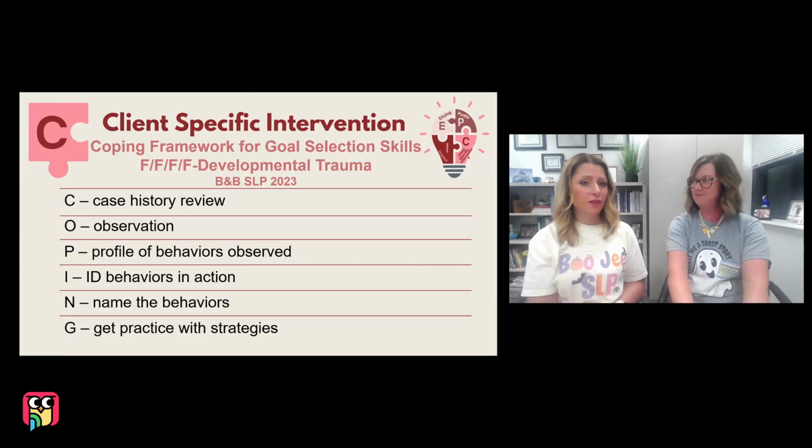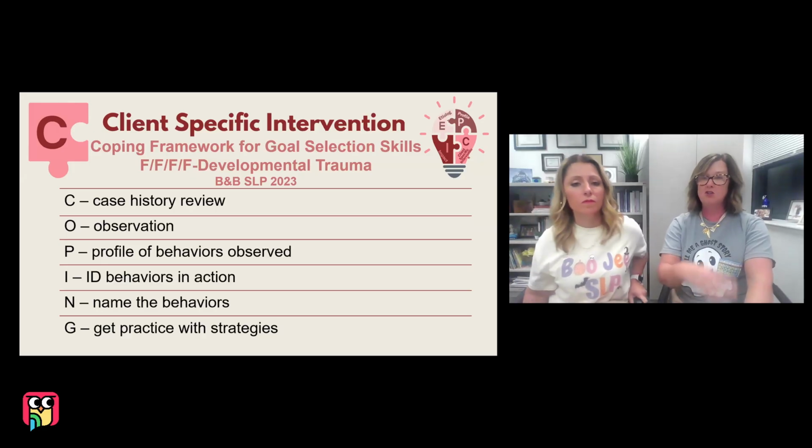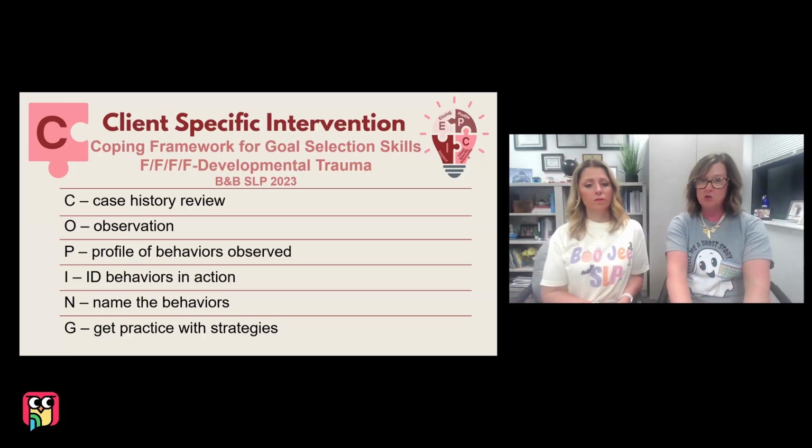Okay, so now moving into intervention. We base our intervention on what we call the coping framework. This is how we choose our goals, and everything always starts with that case history review. This coping framework we developed a couple of years ago, and we are continuing to develop as we use it with multiple clients and get a little bit more experience. But it begins with the case history review, which is the C, and then we really want to observe those behaviors for ourselves. We take our observations and we profile those behaviors.